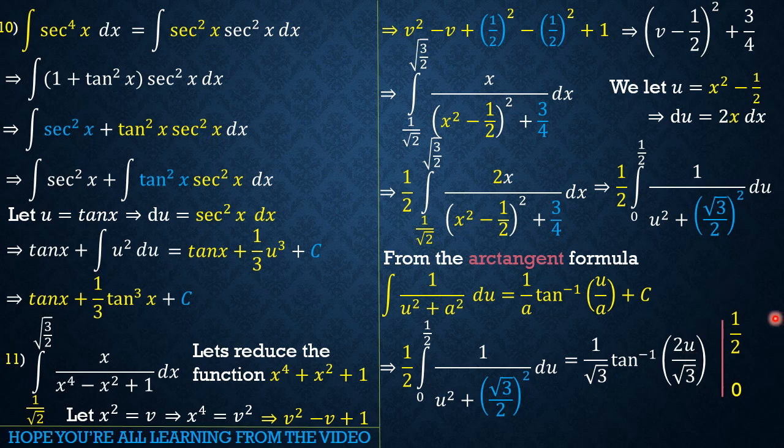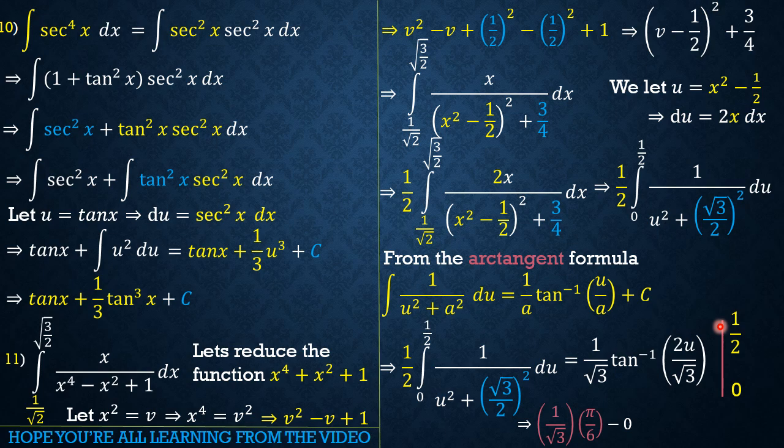So if we plug in everything, the upper limit minus the lower limit, keep in mind the lower limit is 0 and tan inverse of 0 is simply 0. So we just care about the upper limit. So we are going to have 1 over the square root of 3 into, plug in 1/2 here, guys. We are going to have 2 into 1/2, which gives us 1.